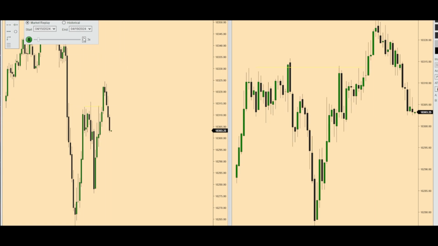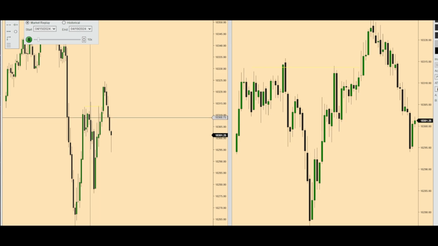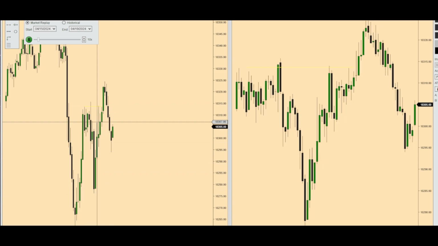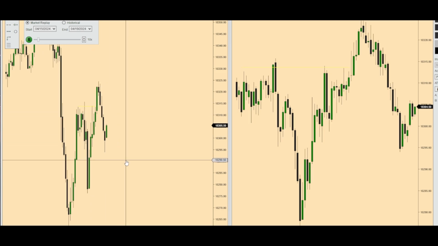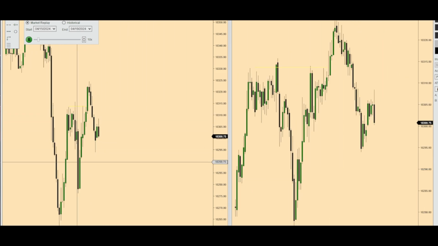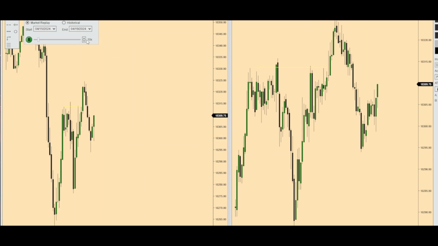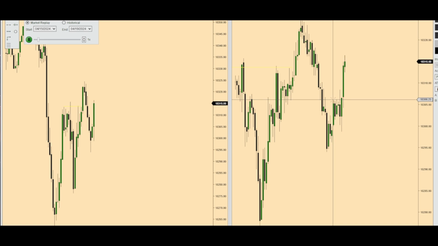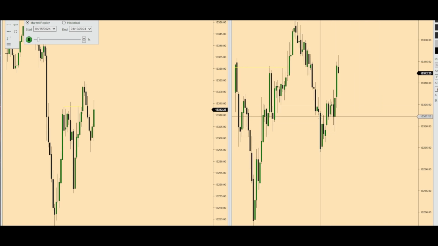So right now we're tapping into this range. Let's see what happens. Quite frankly, for me, we've already tapped pretty much the 50 of this range, so I wouldn't really be looking to take a trade out of this range. But if we get a flip on the 15-second, I may look to take a trade.